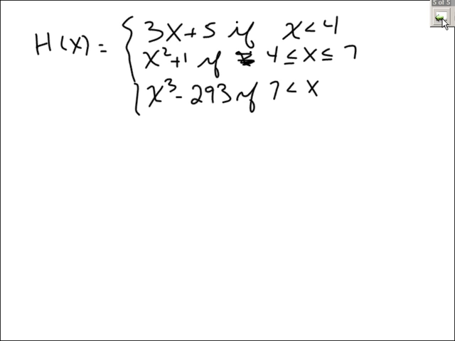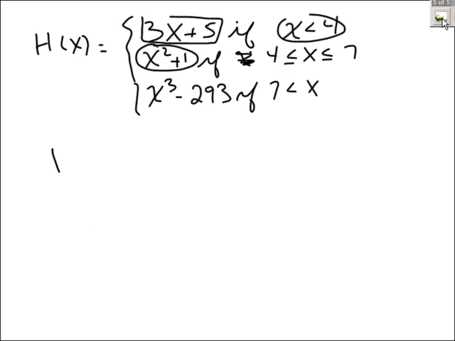Now, the first curve is a polynomial. It's a line. Lines are always continuous. You don't ever have to lift your pen when you draw a line. Just don't go beyond 4. X squared plus 1 is a quadratic. That's a polynomial. It's always continuous.